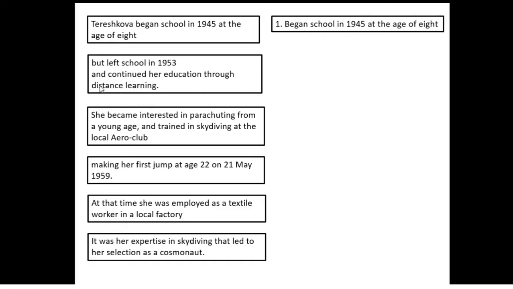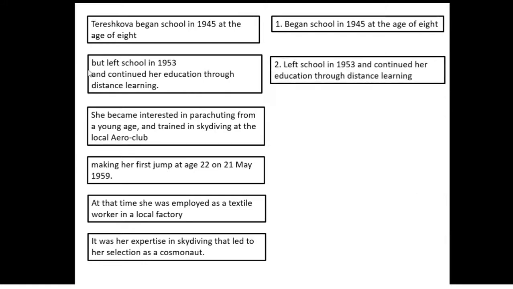And this is another point, but left school in 1953 and continued her education through distance learning. Here you need not write the conjunction but. So we can write the point in this way. Left school in 1953 and continued her education through distance learning. And if necessary, you can make this 1 point into 2. Left school in 1953, 1 point, and continued her education through distance learning, another point. You can divide this point into 2.